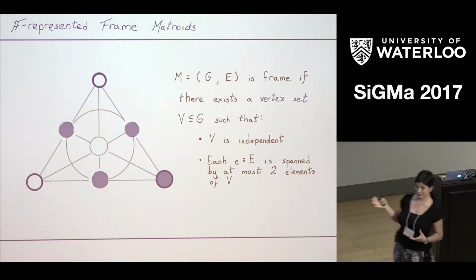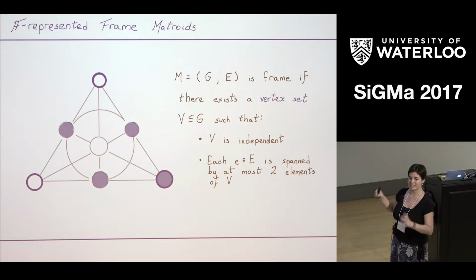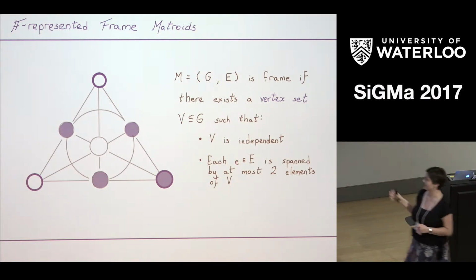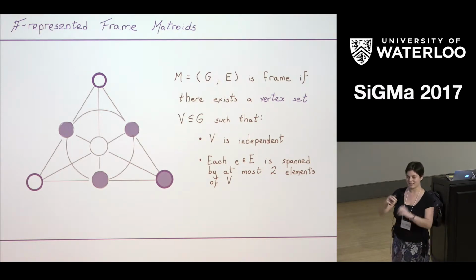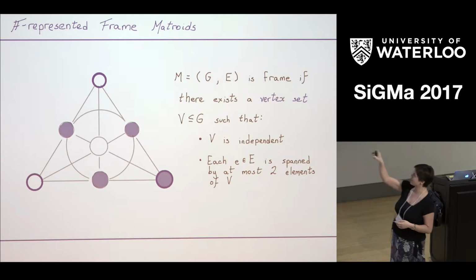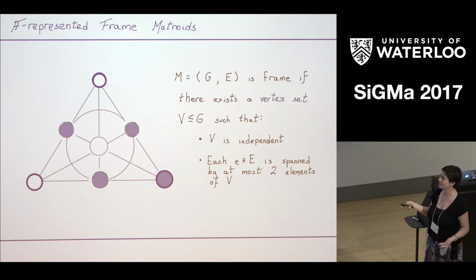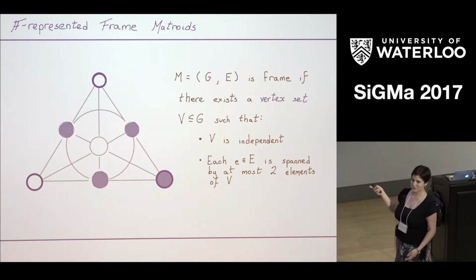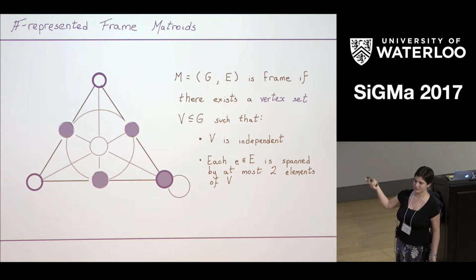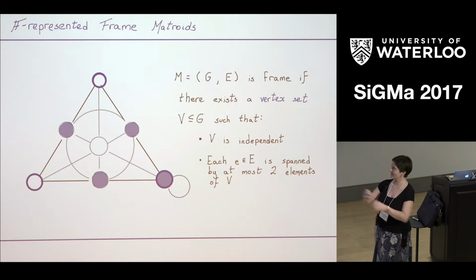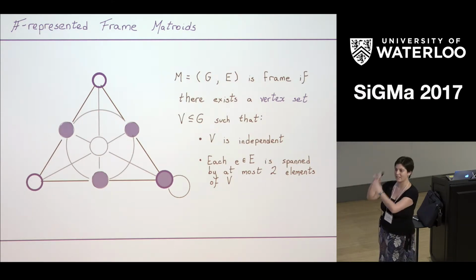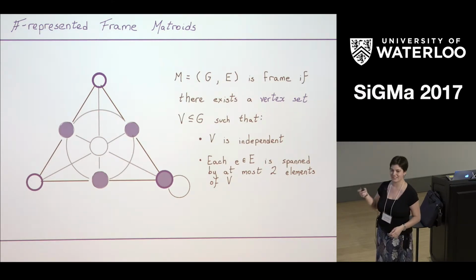I will say it's a frame if I can find a set of points in my geometry so that this set is independent, and every element is contained in the span of 2 elements of my vertex set. I'm calling this special set of elements the vertex set. Of course, this naturally defines a graph, as we have seen before. If I have an element between 2 of these vertices, I just add an edge between them. If I have an element exactly on one of my vertices, I just add a loop.